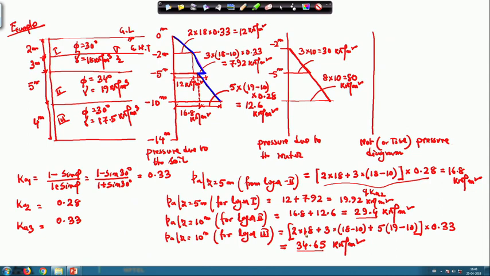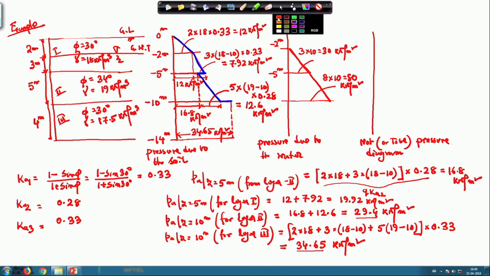So, for the third layer it is more. So, you have to increase it on this side, and this will continue like this up to the 14 meter. So, I can write this value is 34.65 kilonewton per meter square. Okay, so now we have drawn that. Now I can take the blue one, and this is up to this value.